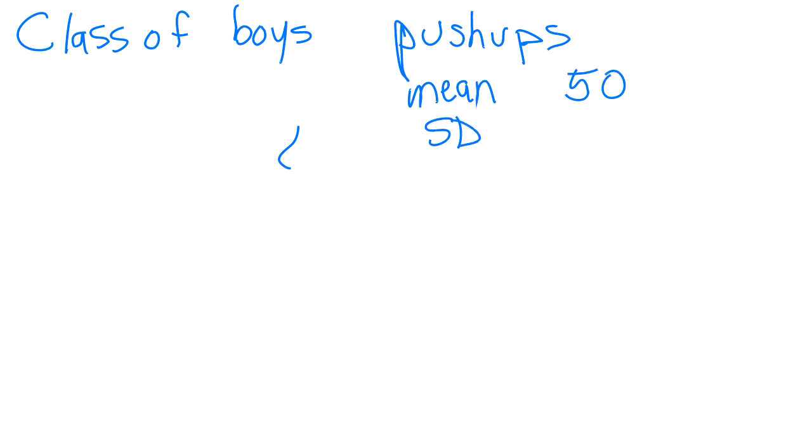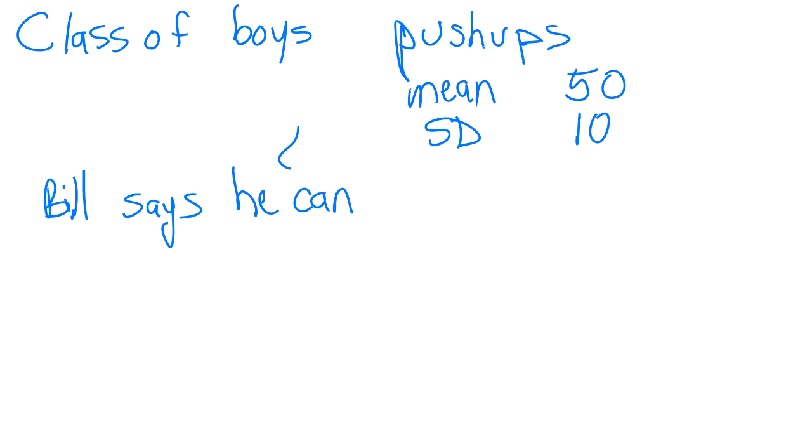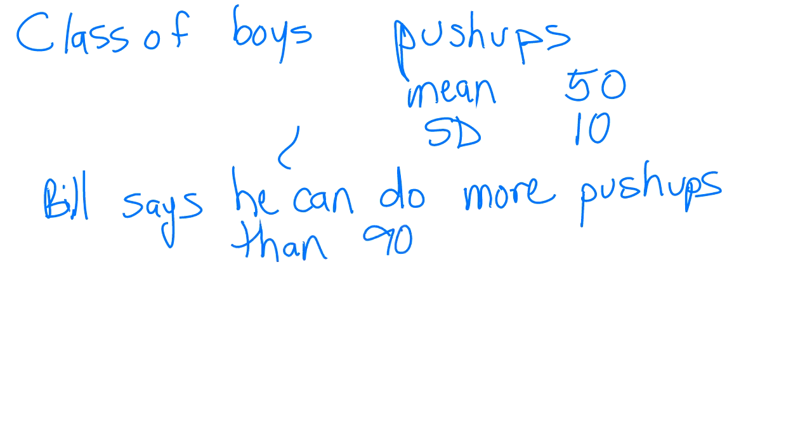Okay, here's a problem. Say you have a class of boys, and they're doing push-ups. So the mean number of push-ups is 50 for the whole class. That's the average number of push-ups each boy can do. You can have girls in here too, it doesn't matter. I don't want to be sexist, but the standard deviation is 10. So we have a mean of 50 and the standard deviation is 10. Bill says he can do more push-ups than 90% of the class.